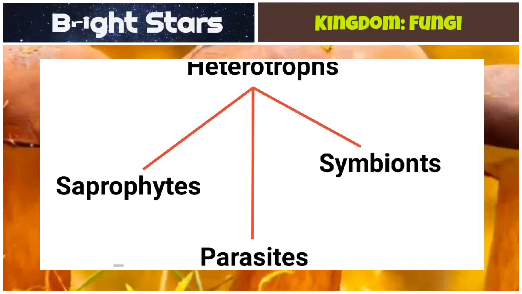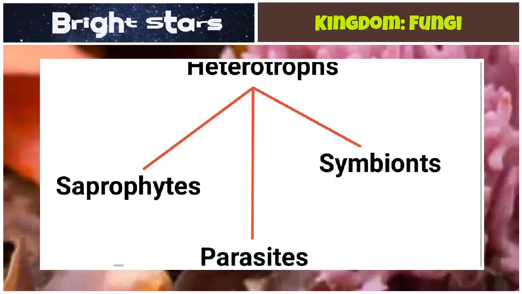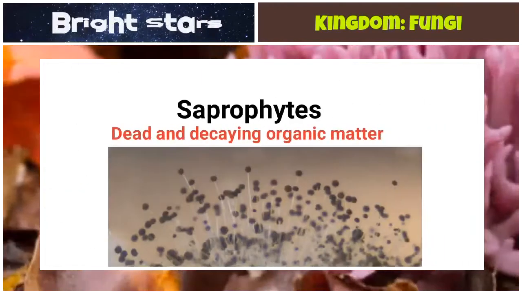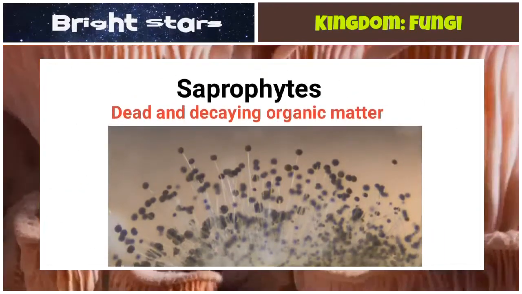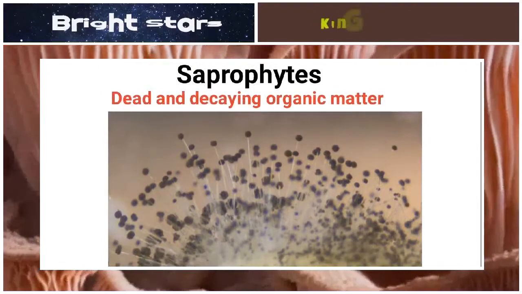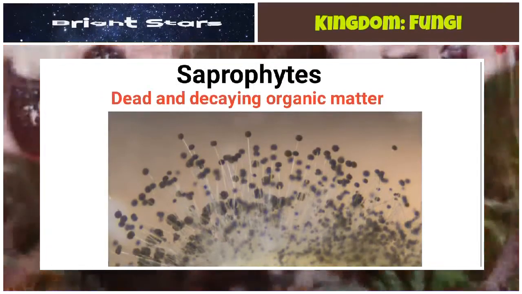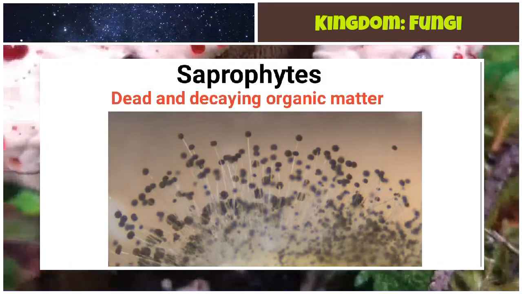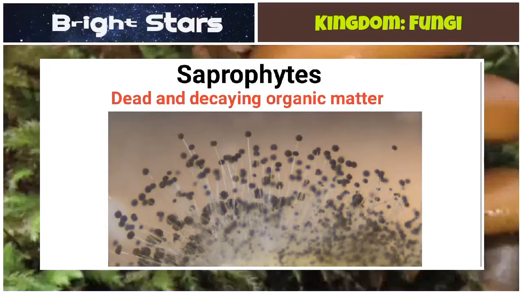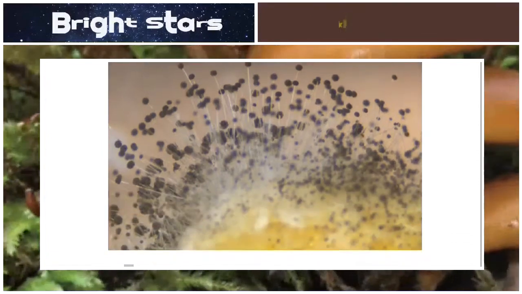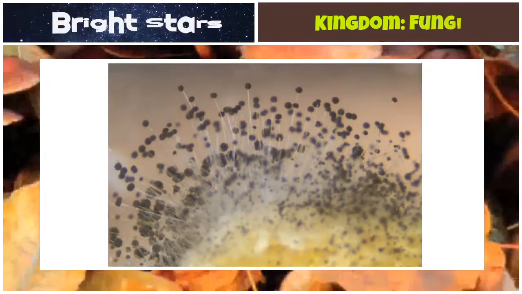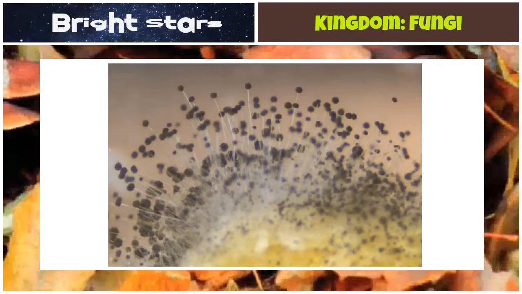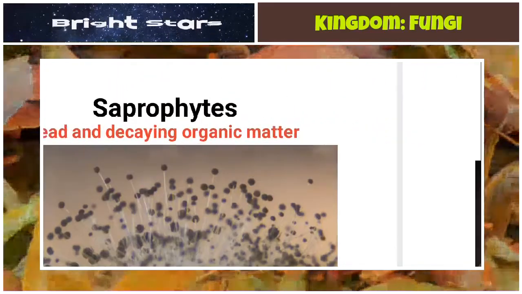Let us see what is meant by saprophytes, parasites and symbionts. So saprophyte means organisms which depend on dead and decaying organic matter. In the last video we discussed saprophytes. Where sap means putrid material, dead and decaying organic matter, this fungus grows. That's why they are saprophytes.